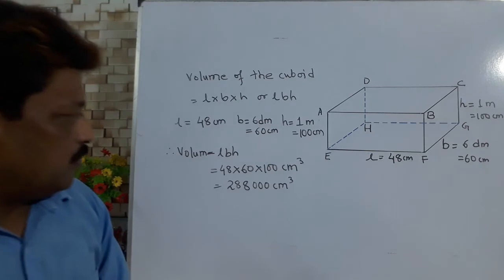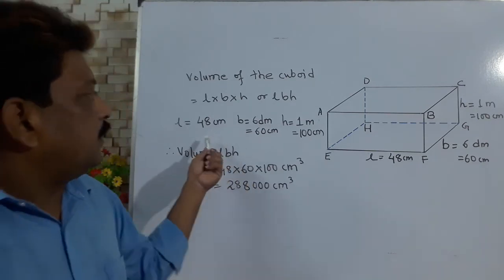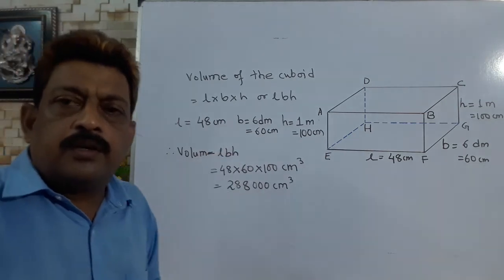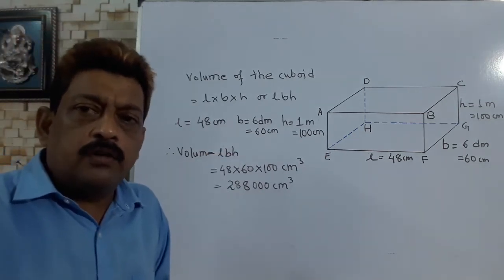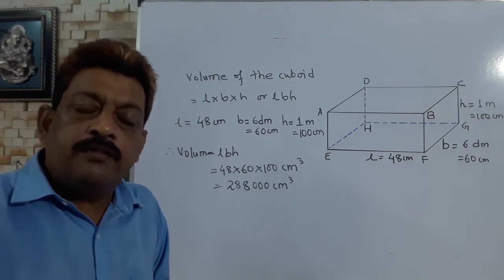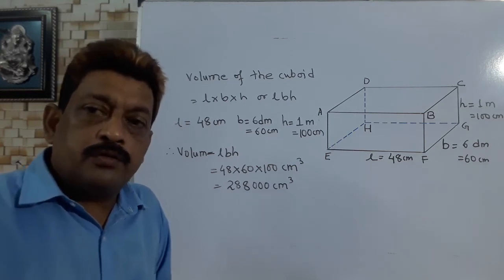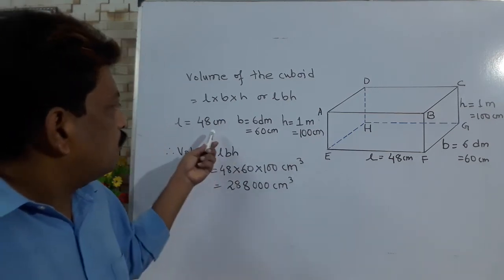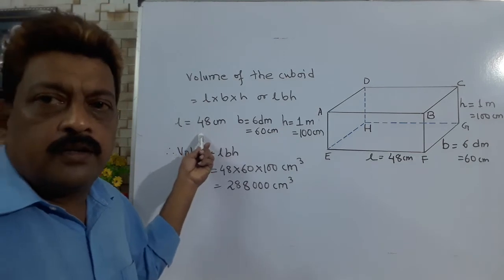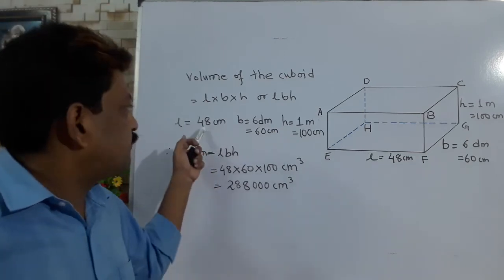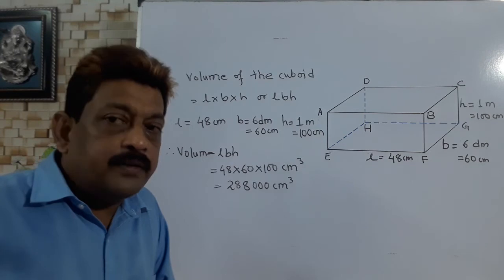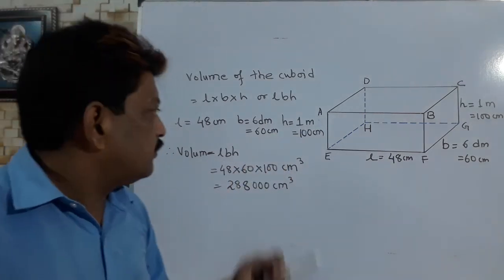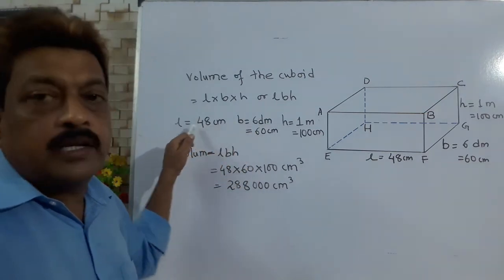Understood? Okay. Now here, since I have changed the unit into centimeter, it is not a hard and fast rule to convert the unit every time into centimeter. You can change it into meter, you can change into decimeter also. But if you try to change this into decimeter, then a decimal will come here, because 48 centimeter will become 4.8 dm. This 1 meter will be 10 dm, there is no problem in it. It is already 6 dm, but here you will get a decimal.